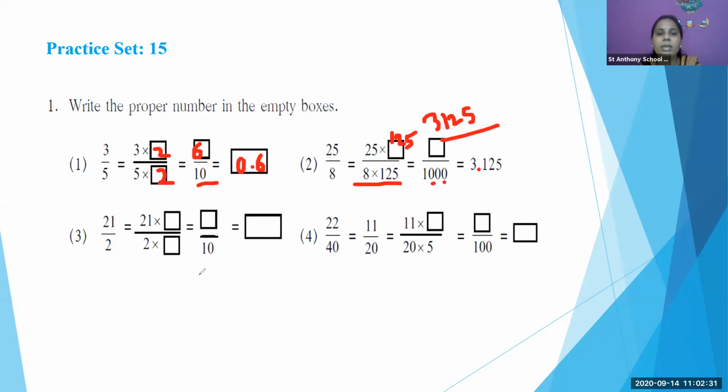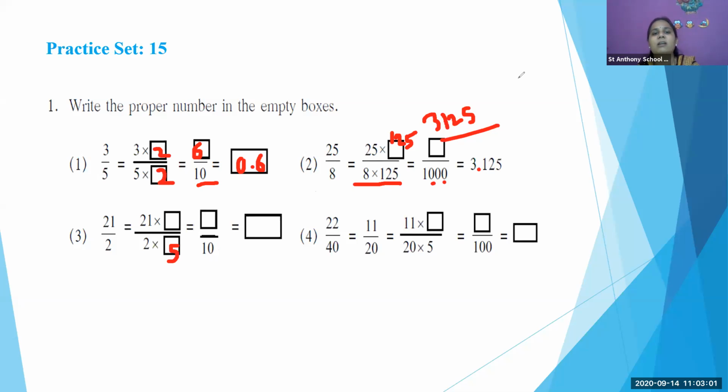Now here again, 2 gets multiplied with which number so that our answer will be 10? 2 gets multiplied with 5. Yes, very good. 2 5s are 10. Now 21 will also be multiplied with which number? Let me know in the chat box. 21 also gets multiplied with which number?